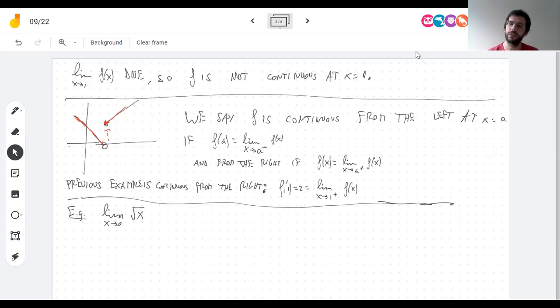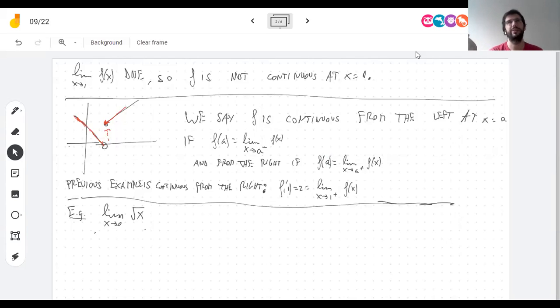I don't understand the question, Sydney. Thank you very much. So this is an equality between two numbers. If a is a number, I evaluate f there and I get a number. And if the limit exists, it's also a number. f of x is like a formula.